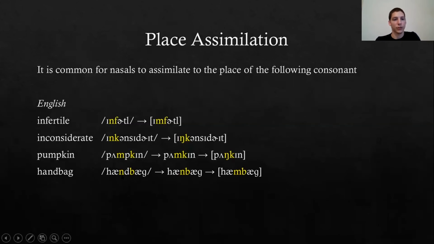And the same thing happens here with "handbag," where "ndb" is a lot of consonants in a row, and we don't like that. So we get rid of one of them. We get rid of the D. And now the N isn't happy anymore because it's alveolar and it's next to a bilabial consonant. So the nasal becomes an M instead, so that "hambag" is all the same place of articulation. And this is an example that's very common across the languages of the world, where you have place assimilation.